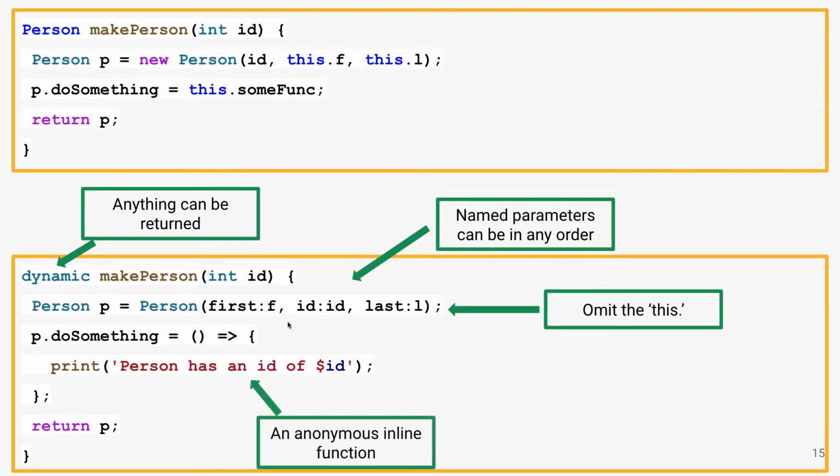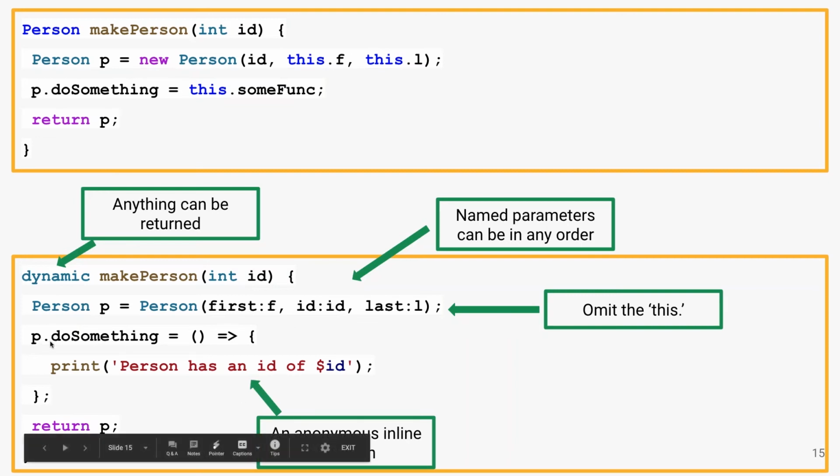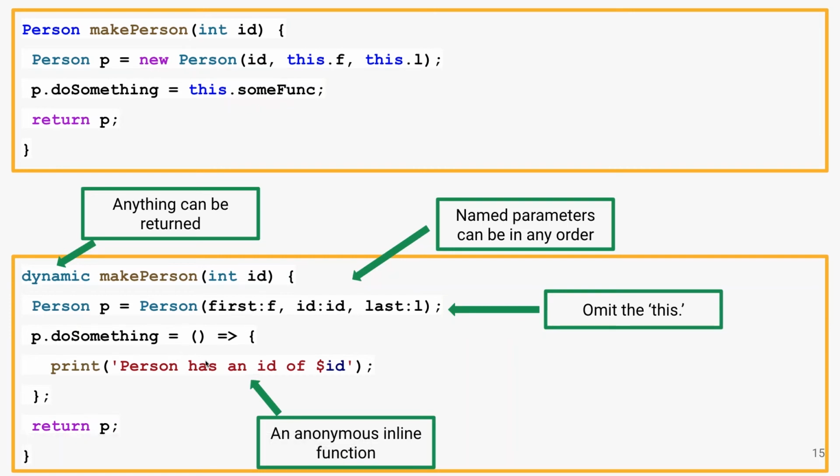Notice that we have here that arrow function thing. This is an anonymous inline function. So we said p.do something, whereas up here we said it's going to equal this.sumfunc. In this, we're putting the functionality right in line with the code. So this is just a different way of writing a function. Those of you who know JavaScript are very comfortable with this.